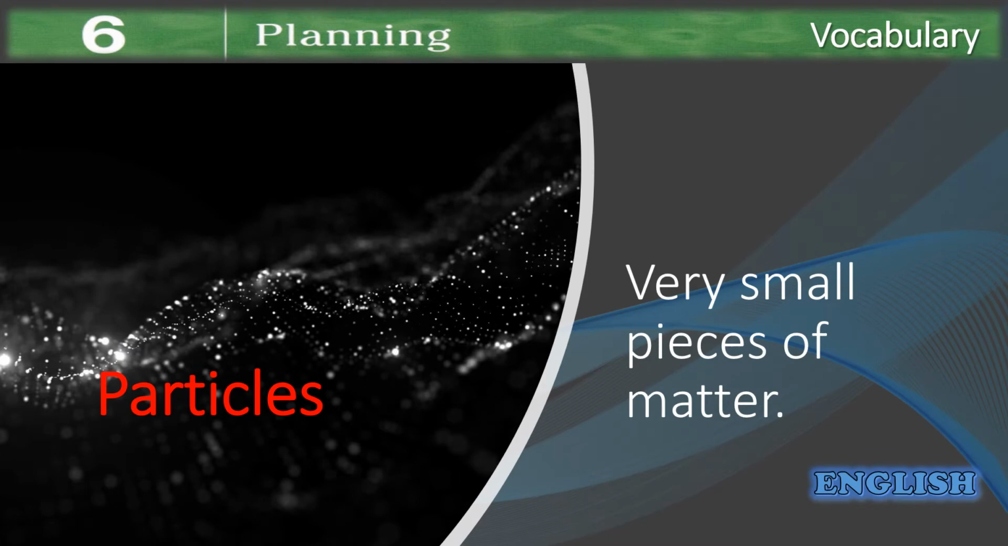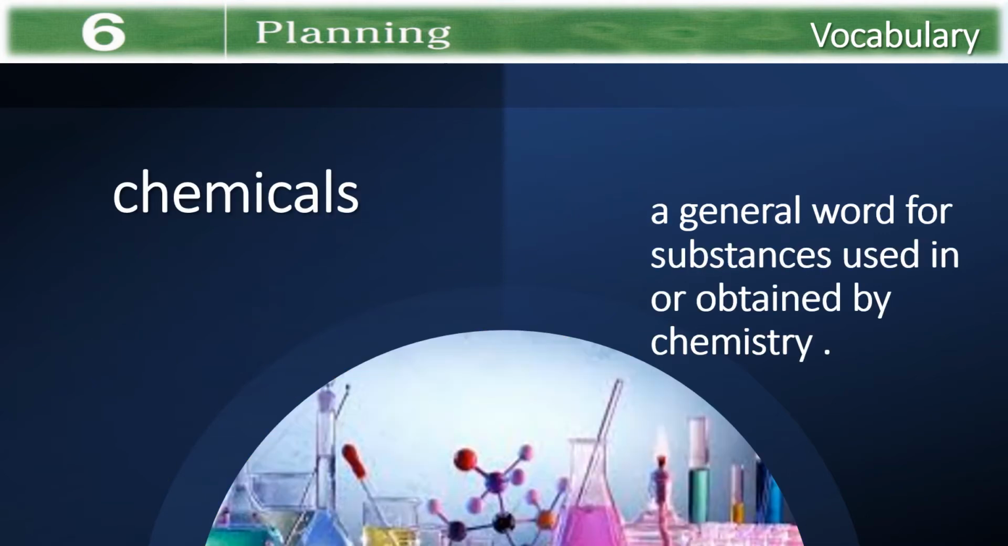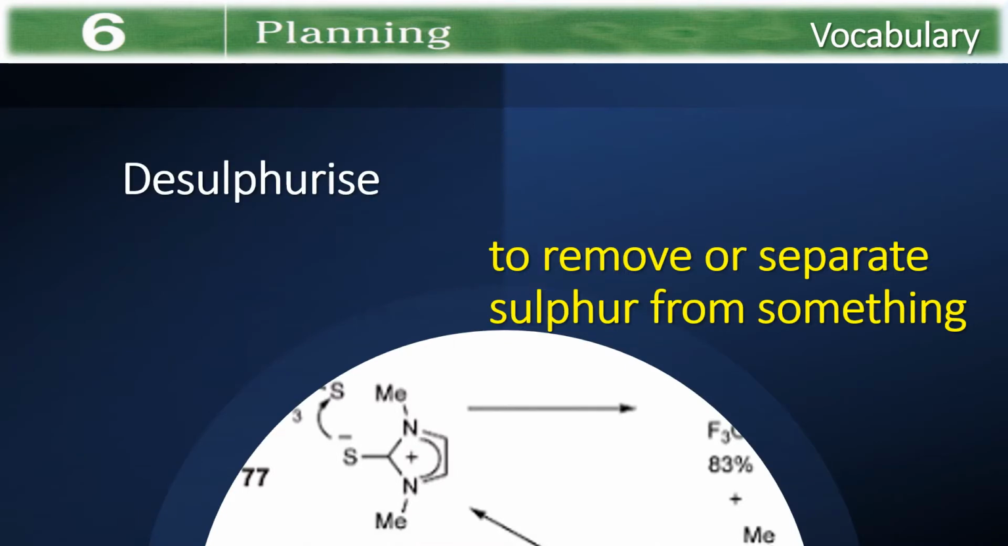First, let's begin with the important vocabulary in our lesson. Word number 1, particles. As you can see, particles means very small pieces of matter. Number 2, we have the word sulfur. And sulfur means a common element found in carbon-based fuel. Word number 3, chemicals, which means a general word for substances used in or obtained by chemistry. Number 4, saline, means containing salt. Word number 5, desulfurize, means to remove or separate sulfur from something.